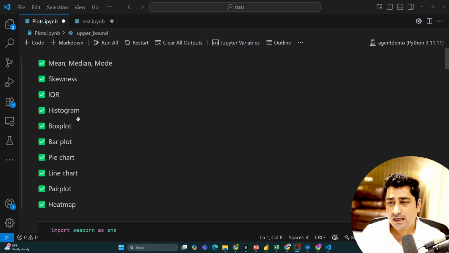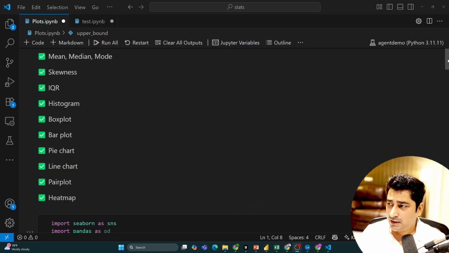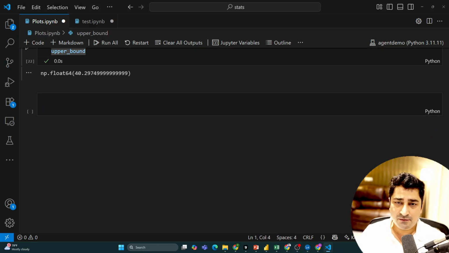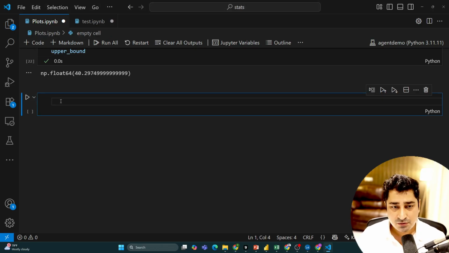Now let's try to understand what is the meaning of a histogram, what is the meaning of a box plot, bar plot, pie chart, line chart, pair plot, heat map, and what it is going to tell you and what kind of information it is going to give to you. So let's try to understand one by one. First of all, I will be talking about a histogram over here. So let's try to draw a histogram.